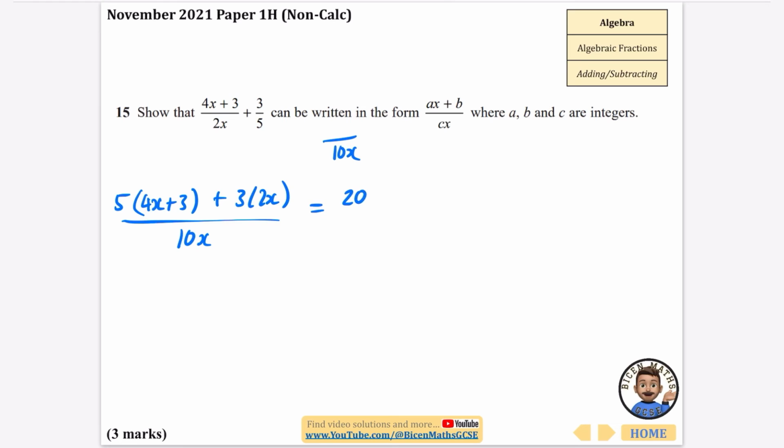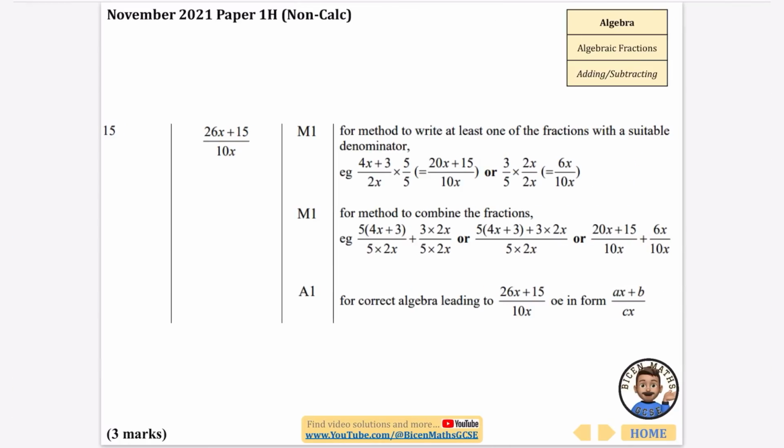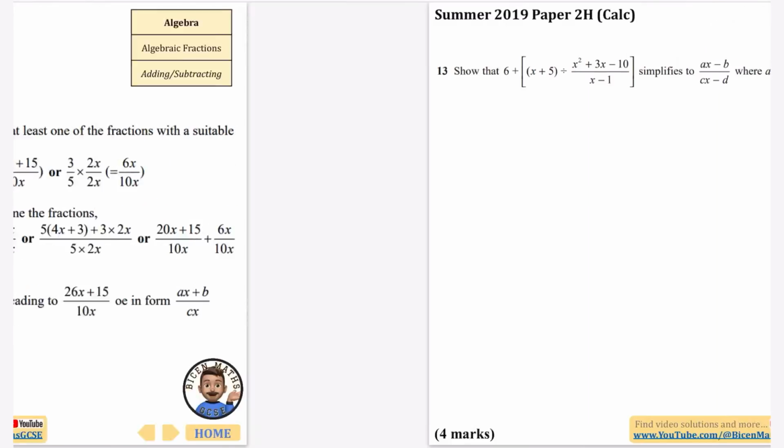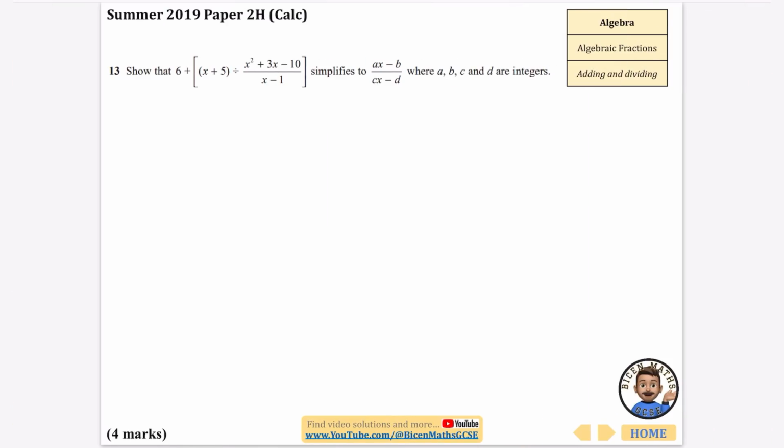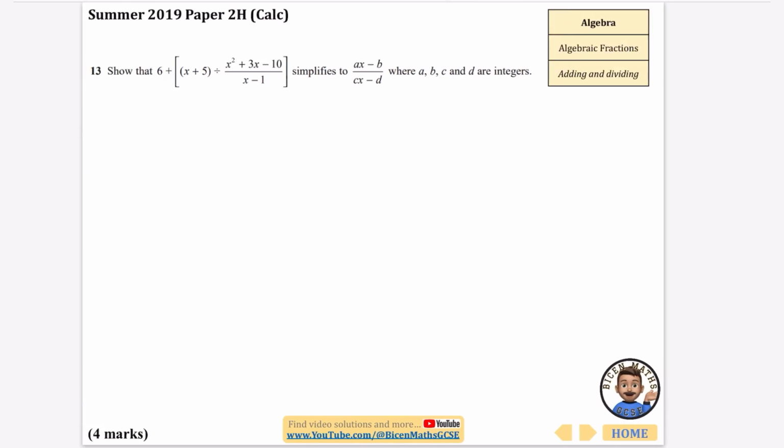So expanding those brackets, we get 20x plus 15 plus 6x all over 10x. So that is 26x plus 15 over 10x. No simplifying can be done because these 3 numbers don't have any common factors. And it says that a, b, and c are integers, so we've got 26, 15, and 10. Perfect. And I think this is the last one. Yeah, this is the last one on this part.